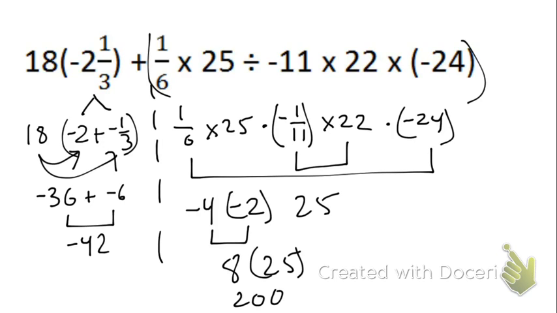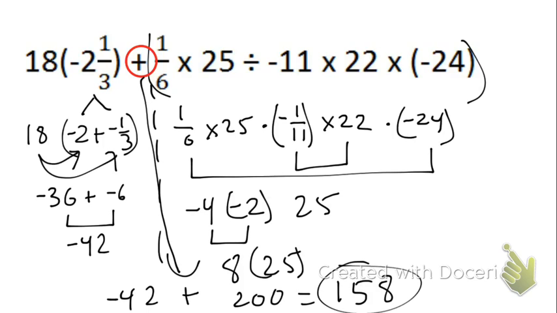So here, back, remember that plus sign at the beginning? Now we got to add -42 plus 200. Remember, that's really just 200 take away 42. So 200 take away 40 is 160. Take away another 2 gets you 158. So 158 should be your answer for that one.